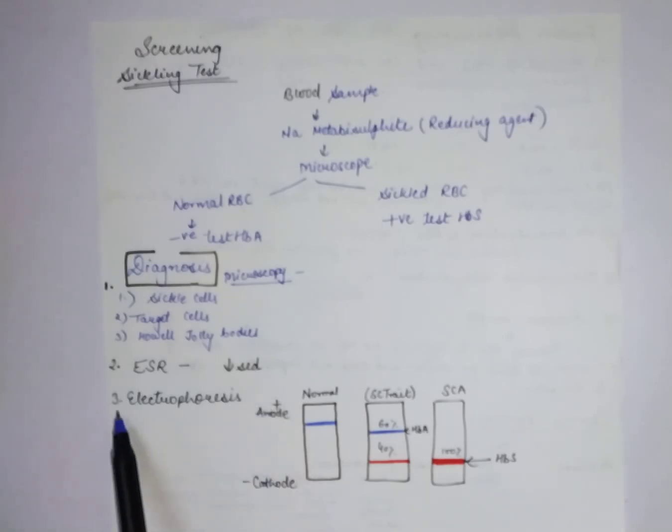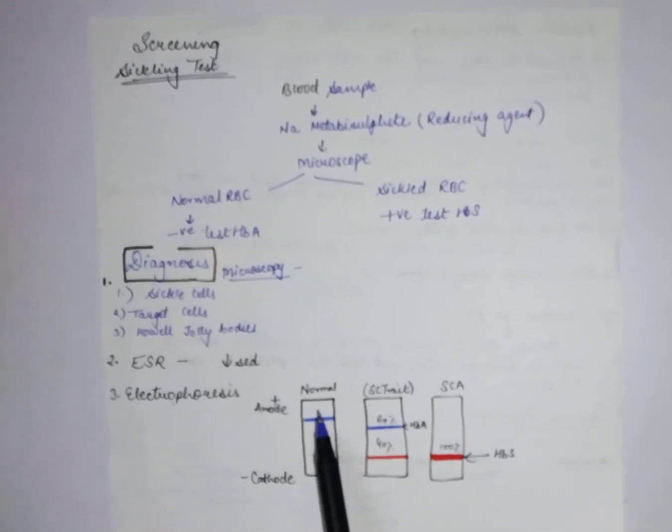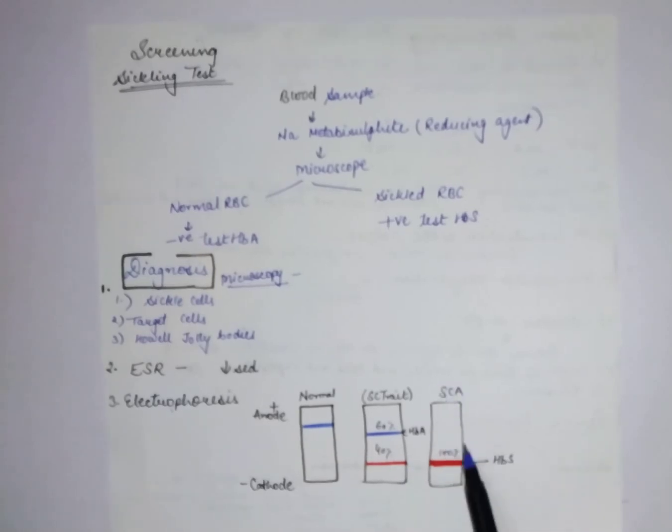Then third test we'll do is electrophoresis. In this you will see the normal. This blue band is showing hemoglobin A. Then sickle cell trait will show both the hemoglobins. 60% will be hemoglobin A and 40% will be hemoglobin S. Then in sickle cell anemia, 100% will be hemoglobin S.